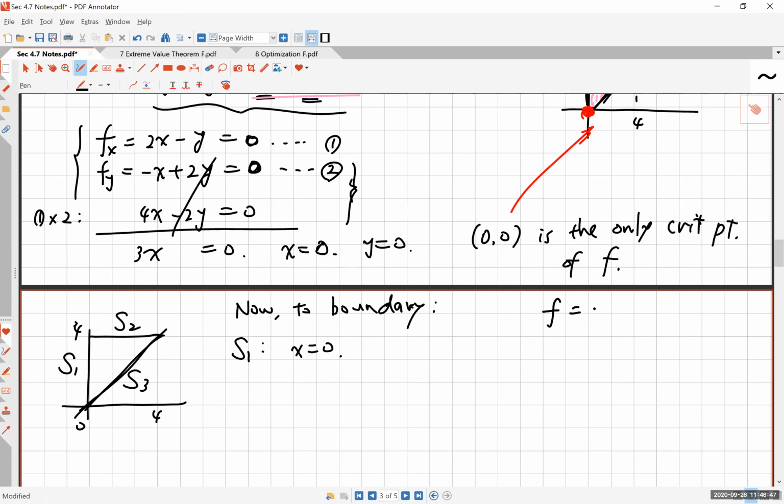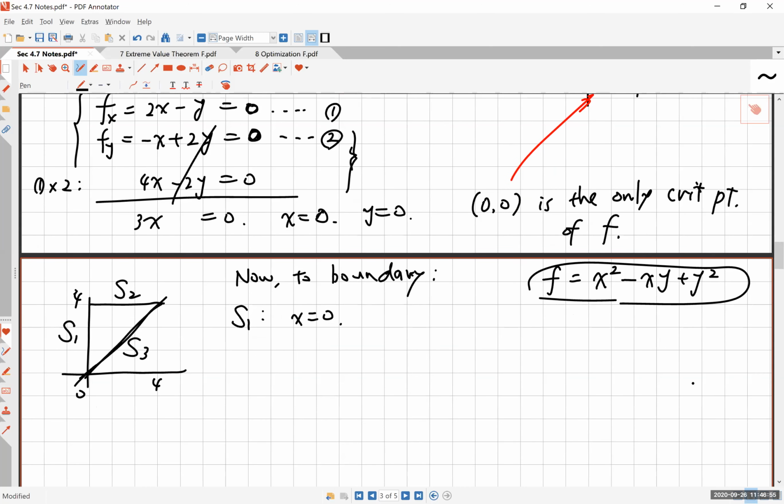I'm going to rewrite the equation so I can have this handy right next to me. This is a function I am considering if x is equal to 0, and y goes from 0 to 4. Okay, so f on this line segment, remember x is equal to 0. So that just becomes y squared. Let's take the derivative of this with respect to y.